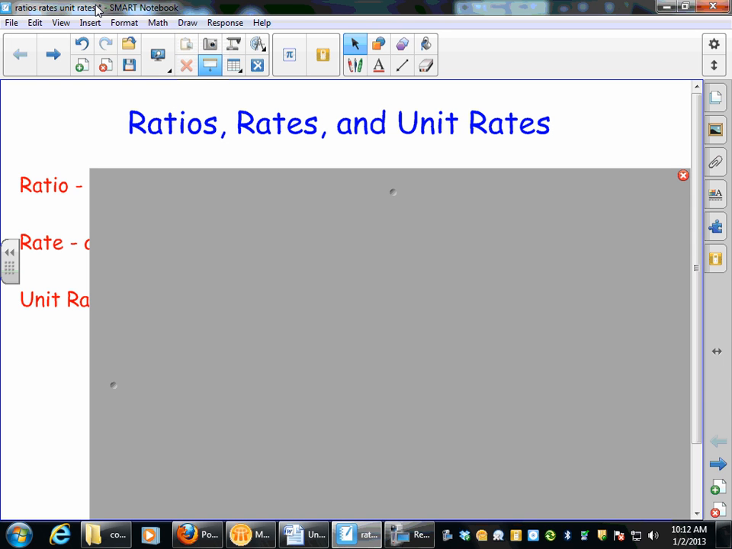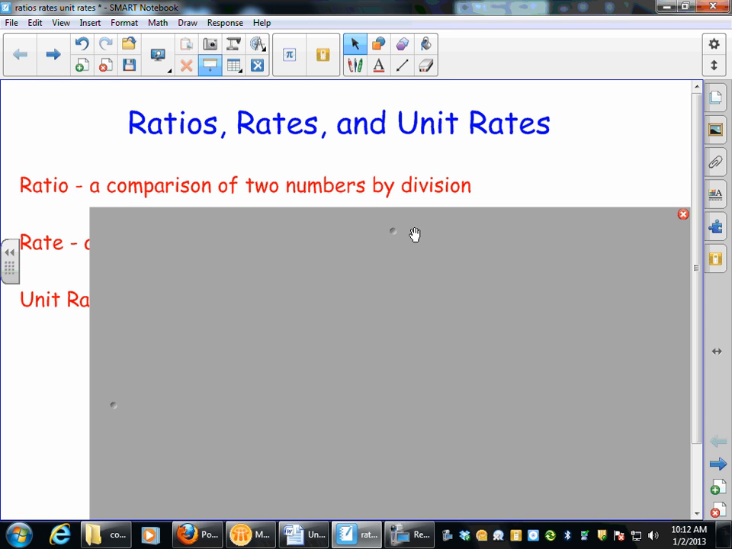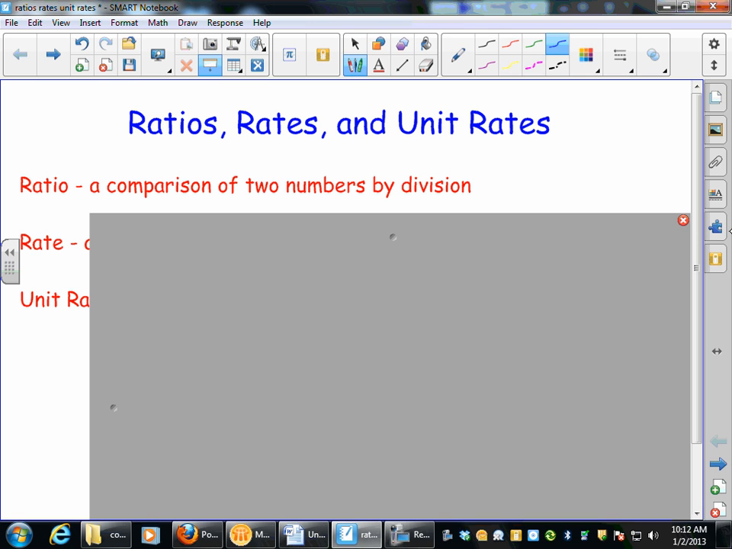Okay, so the first lesson we're doing in this unit, the unit's on ratios, proportions, proportional thinking. We're starting with talking about ratios, rates, and unit rates. So we have a couple of definitions we need first. First is the definition of a ratio, which is just when you compare two numbers by division.